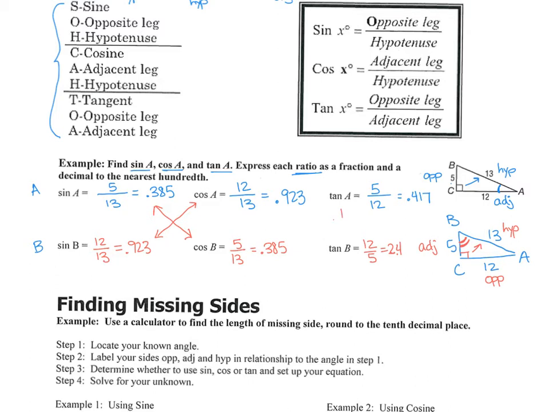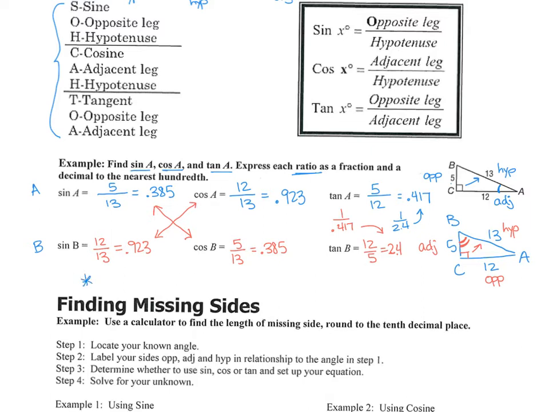So if you would do 1 divided by 4.17, you would get 2.14. If you would do the reciprocal of 2.14, 1 divided by 2.14, you would get 0.417. We'll be studying these relationships between the angles in a right triangle.